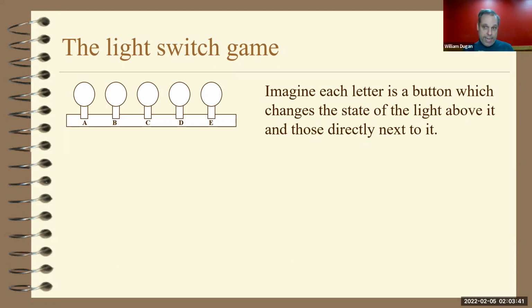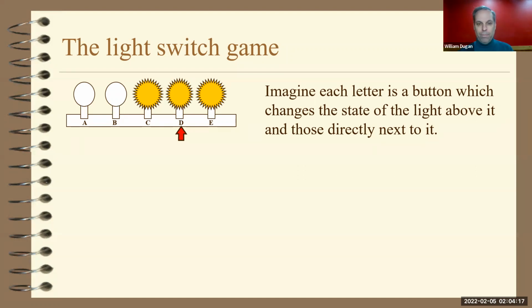So if I were to push A, I would light A and B. But if I push D, it would change lights C, D, and E. If now in this state I were to also touch button C, B's status would change, it would turn on. C and D's status would change, they would go off. E's status would not change, it would stay on. So if I push D and then C, the only lights on would be B and E.